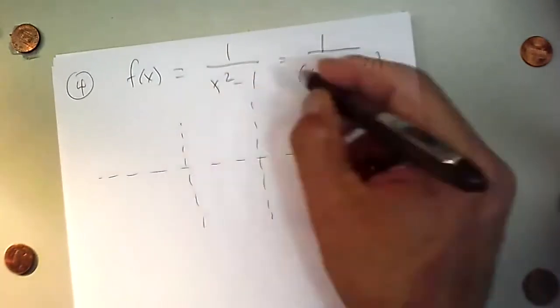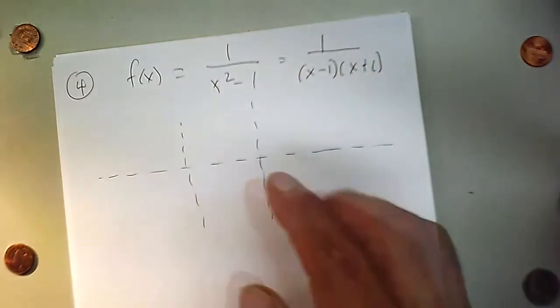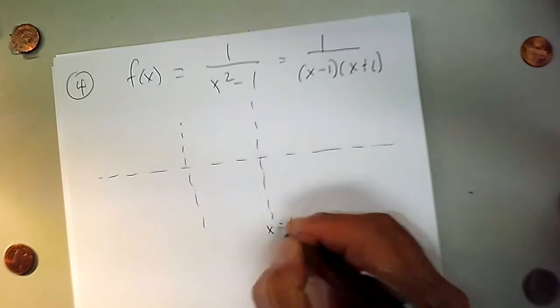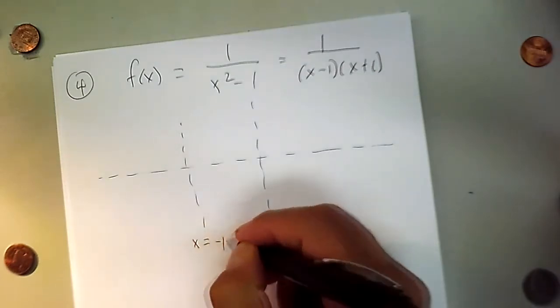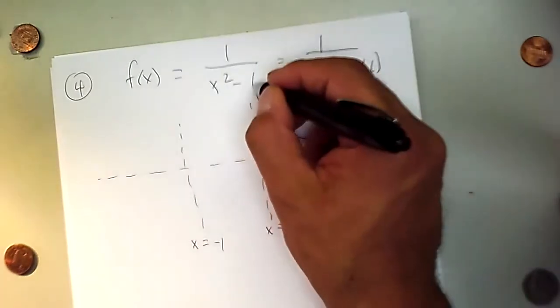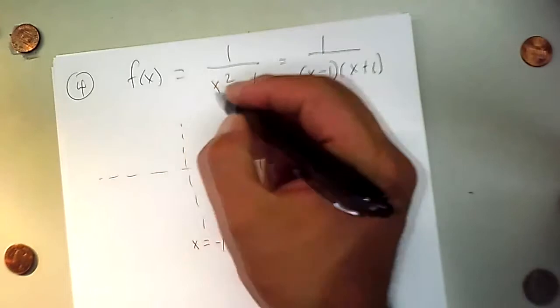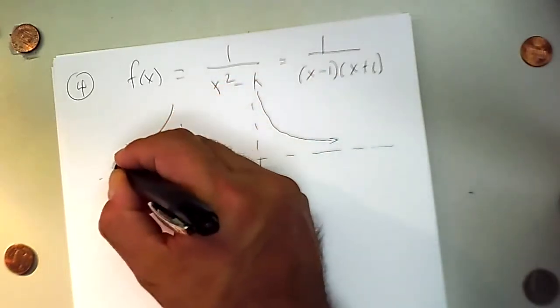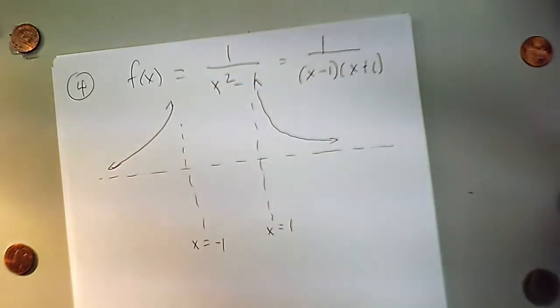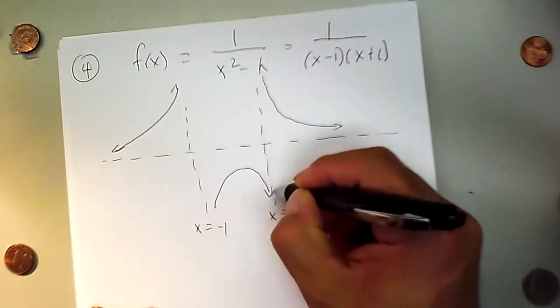So this graph is going to have 3 branches. We have 2 vertical asymptotes, one at 1, the other one at -1. And then we have a branch going this way. This graph happens to be symmetric over the y-axis. So we have this. And then in the middle, we have sort of like an upside down U kind of graph here.